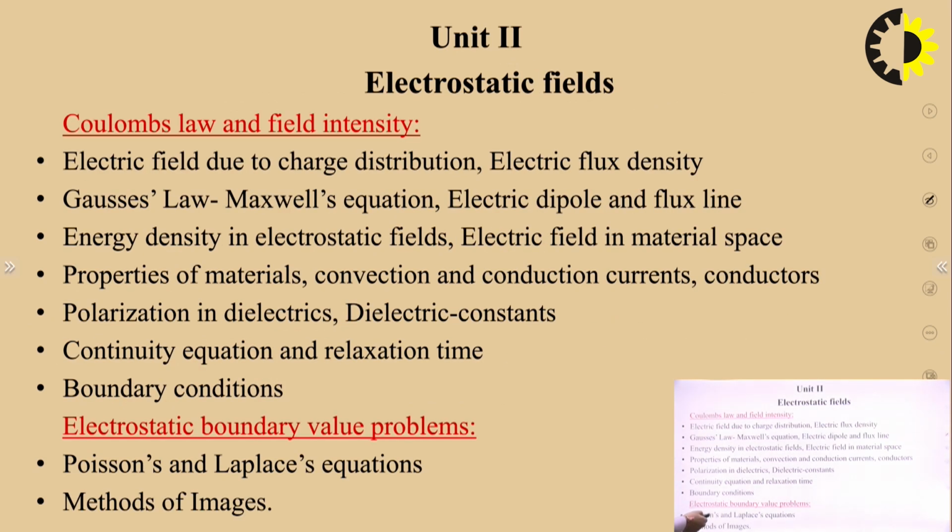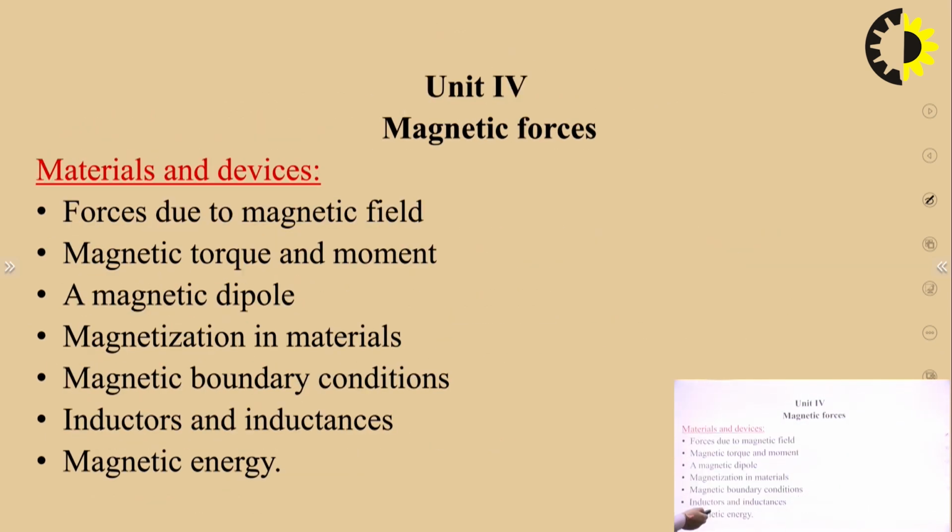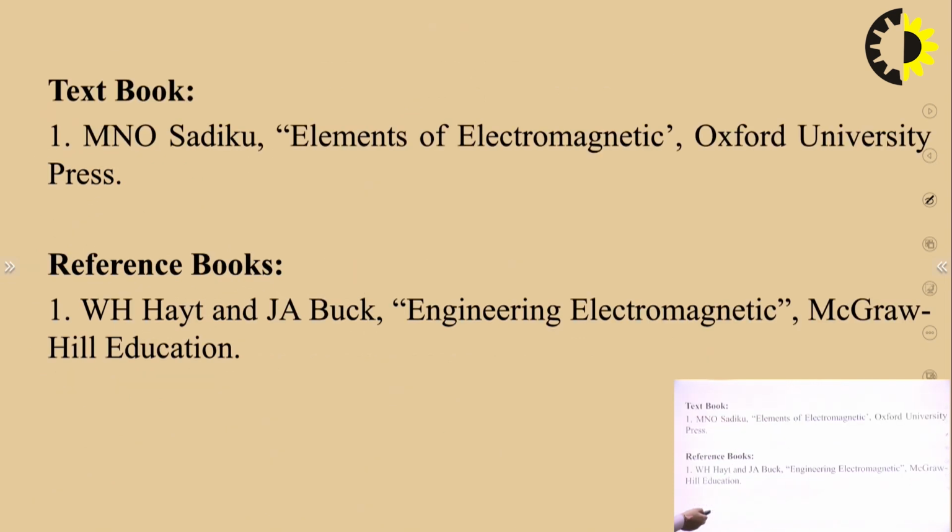So I discuss it here, and Unit 2, Unit 3, Unit 4 and Unit 5 I will discuss later. Next, the books which cover the whole syllabus. The textbook is by Matthew Sadiku, Elements of Electromagnetics, Oxford University Press, and the reference book is by William Hayt and Buck, Engineering Electromagnetics, McGraw-Hill Education.